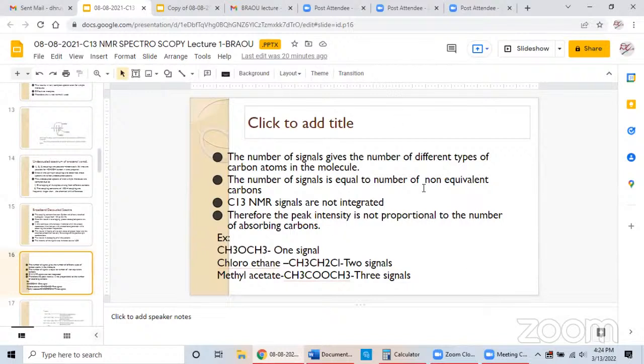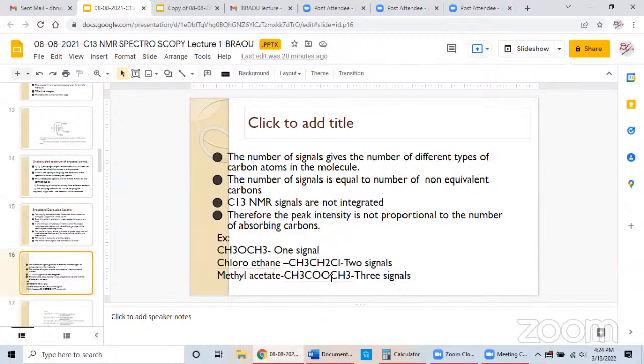So I'm just showing you some examples. Broadband decoupled spectrum of dimethyl ether. See how many carbons are there? Here 2 carbons are there, no doubt. But how many non-equivalent carbons are there? This CH3 and this CH3, both are the same, is it not? So that is why they give only 1 signal. Chloroethane. How many different carbons are there? One CH3 and the other one CH2. 2 different carbons are there, so it gives you 2 signals.